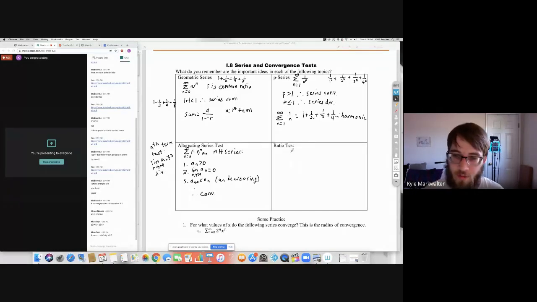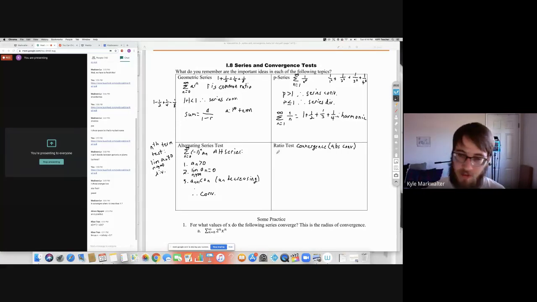Okay, so the ratio test. The ratio test is one of our convergence tests, and what's nice about it is it connects strongly to the idea of absolute convergence, which I will reiterate is not on the test, but is highly convenient to check and often makes our lives a lot easier. Even though it's not on the test, you're welcome to use absolute convergence to prove things. The ratio test is on the test.